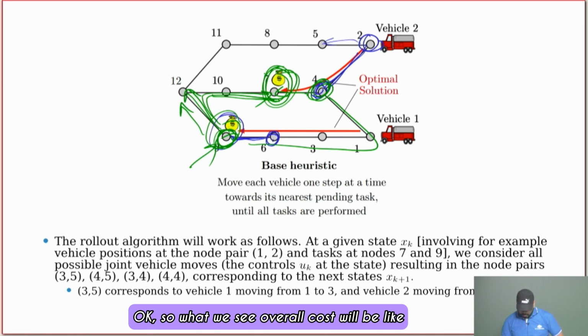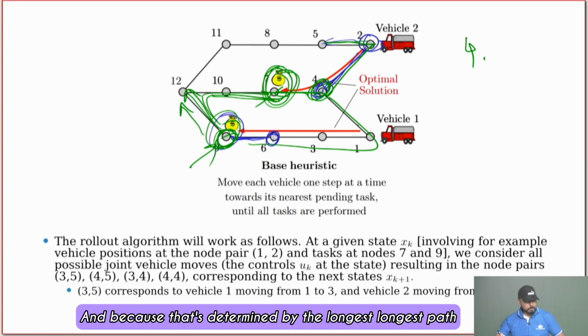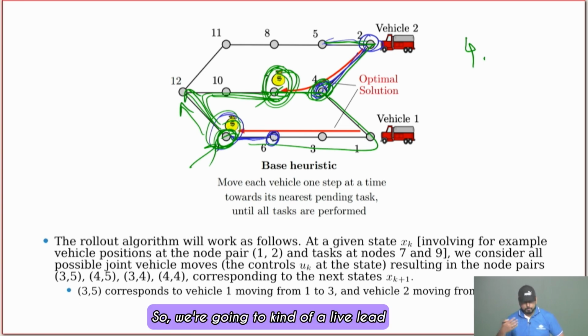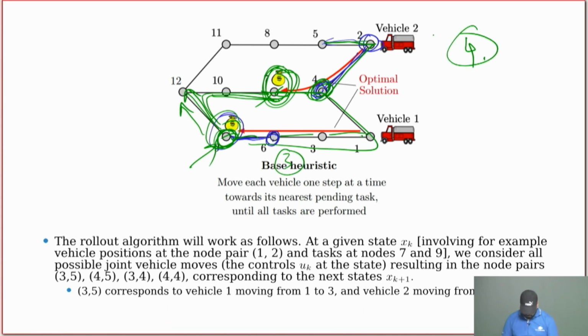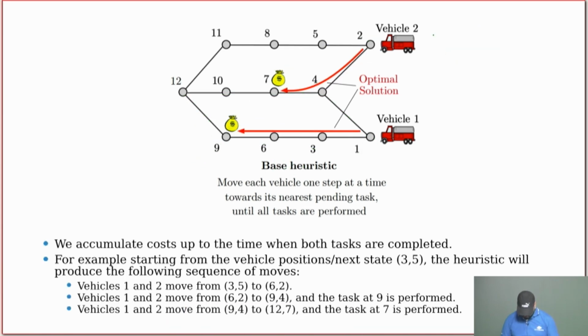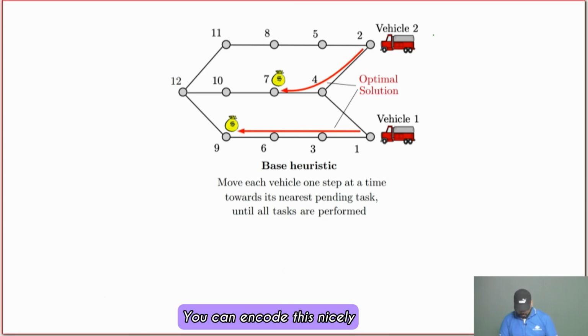So what we see in overall cost is that this vehicle went here 1, 2, 3, 4. So 4 will be the total cost, because that's determined by the longest path. Vehicle 2 arrived late, but only when it arrived was the whole thing over. So 1, 2, 3. This costs 3, but we will take the maximum, I guess, right? So this is what is described here. This is how these rollouts work. You can encode this nicely.